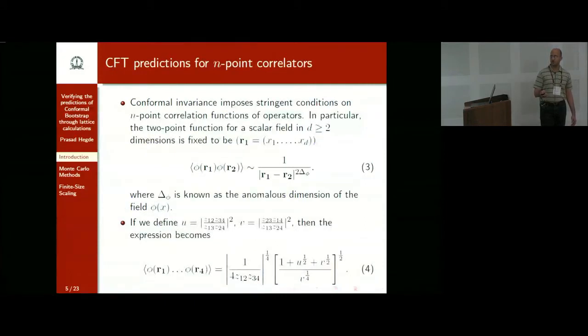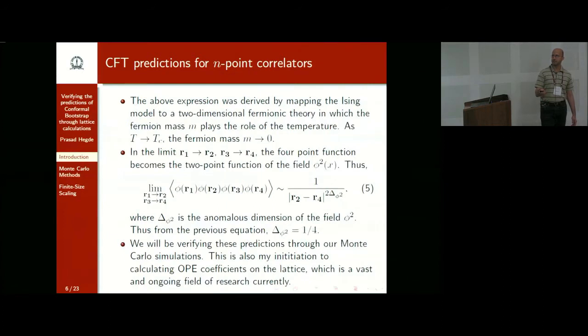U goes to 0, root 2 cancels this root 2, and since 1 goes to 3 and 2 goes to 4, this also becomes a square. So you have a leading power law fall off of 1/2, and this can be taken as the composite operator phi squared. So basically, these are some of the ways in which you can extract anomalous dimensions of operators. What we will be doing is we will actually be verifying.